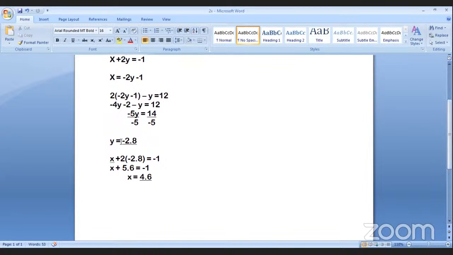So since we have found y here, we go back and substitute it up here in this equation. So x plus 2 times negative 2.8 equals negative 1. 2 times negative 2.8 is negative 5.6. Should have been a minus. So when you take it to the other side, it becomes x equals negative 1 plus 5.6, which is 4.6.